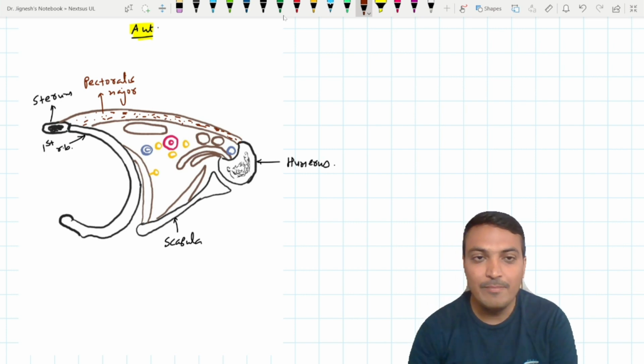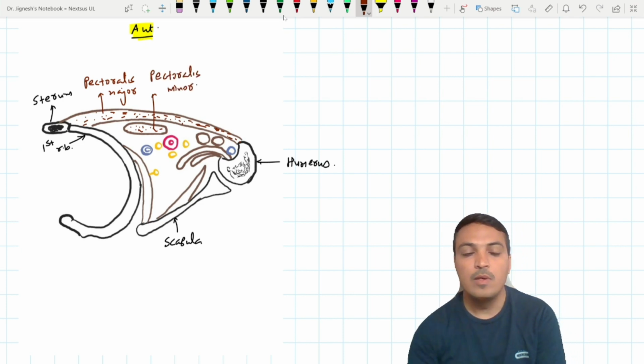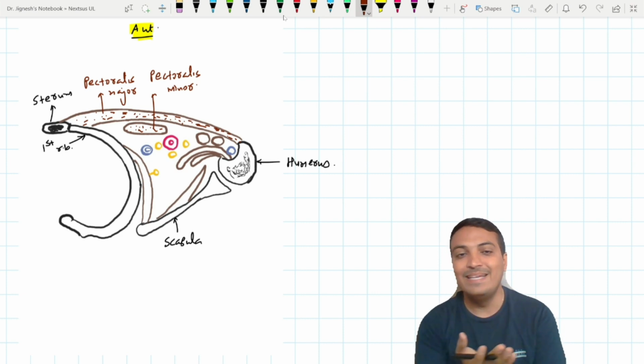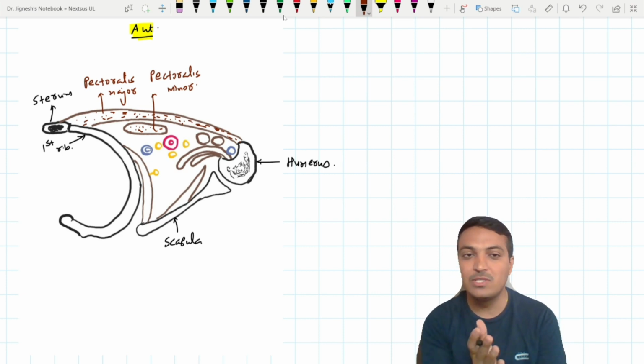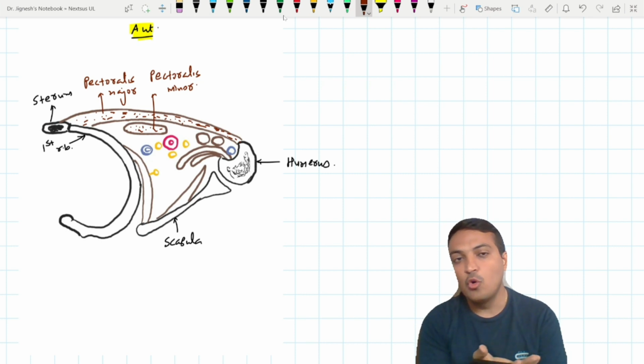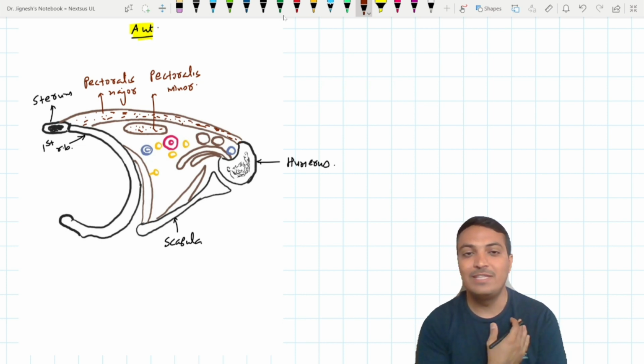Along with the pectoralis major muscle, we can see one more muscle which is situated under it, and that muscle is called the pectoralis minor muscle. So these two muscles, along with the subclavius muscle, which is in the line of the pectoralis minor muscle, also going to form the anterior wall of the axilla.